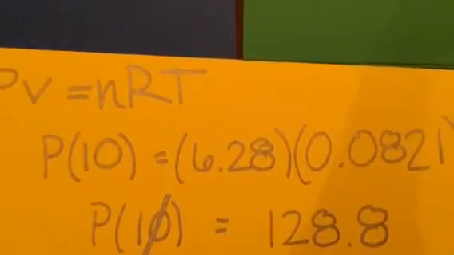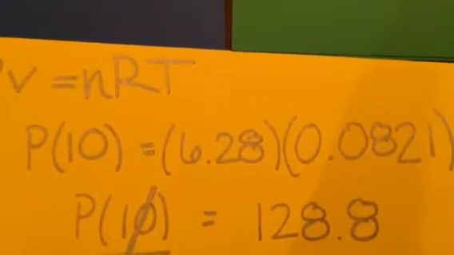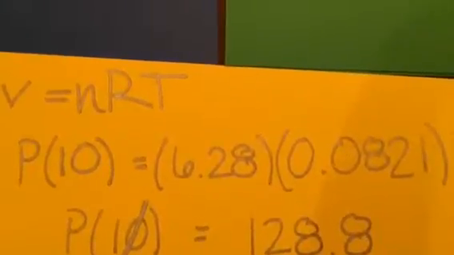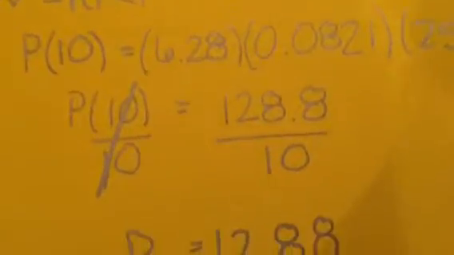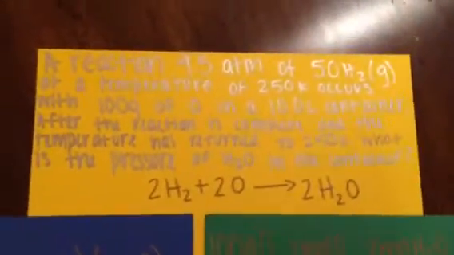Let's take this and plug it back into our equation. So now we have this and we will solve. You will end up with 128.8. And now we will solve for P. So then we divide both sides by 10, and then you end up with 12.88.